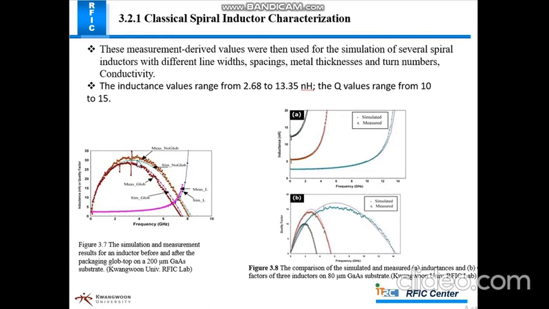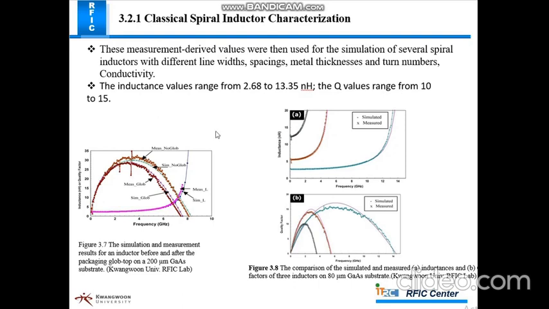Classical spiral inductor characterization. From those measurements derived value, we then use the simulation of several spiral inductors with different line width, spacing, metal thickness, turn number, and conductivity. The inductance value ranges from 2.68 to 13.35 nanohenry, and Q value ranges from 10 to 15.